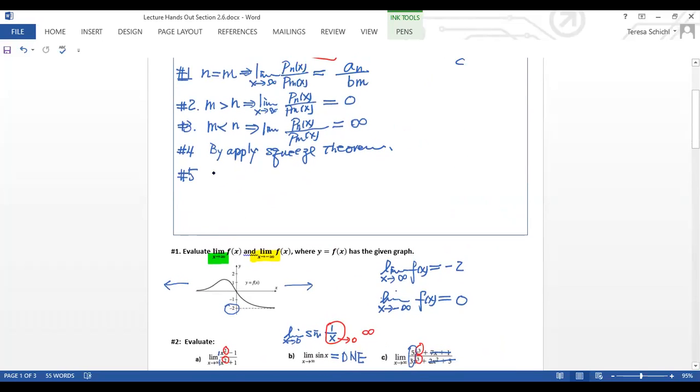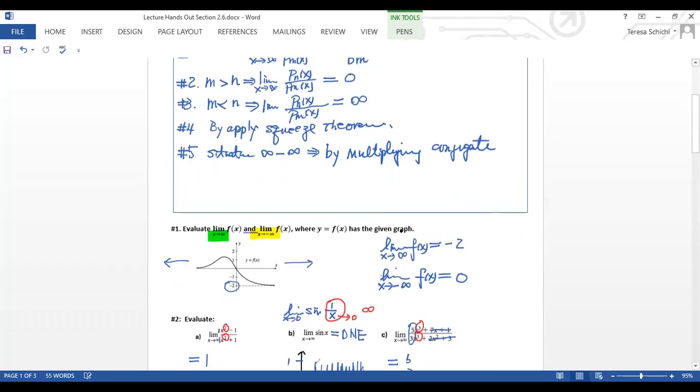So how about if you have the infinity minus infinity situation here, what do you need to do? If you have infinity minus infinity, how do you do it? One way you can do it is maybe by multiplying by the conjugate. We used this skill before, right? So let's try to do this one more time here. Okay, so let's take a look.